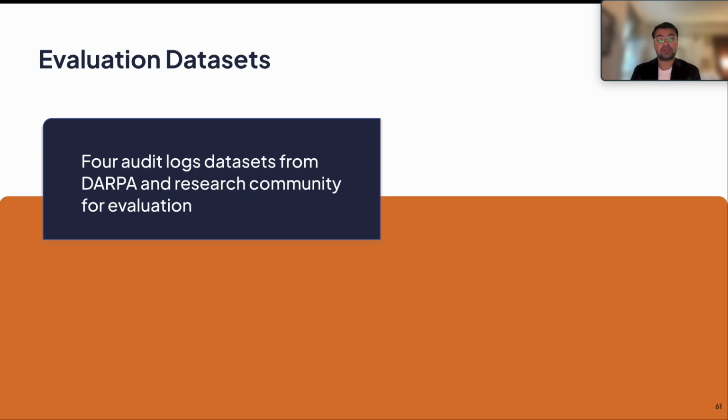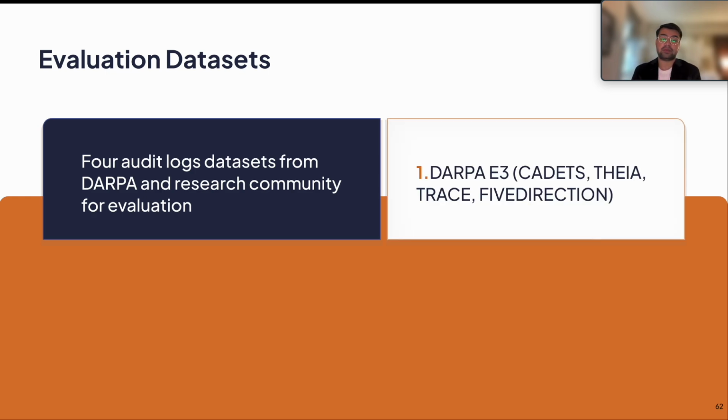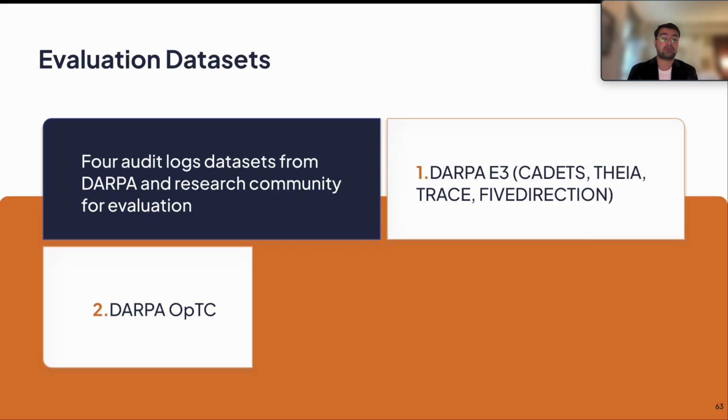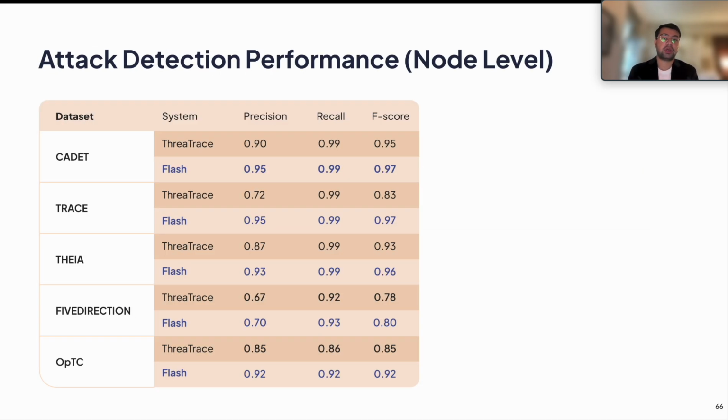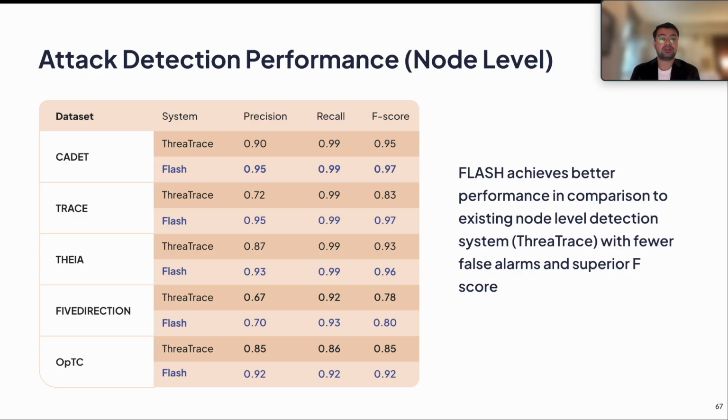For evaluating our system, we used 4 audit log datasets from DARPA and the research community, namely DARPA E3, DARPA OPTC, StreamSpot, and Unicorn. We evaluated the attack detection performance of our system and compared it to the existing node level system called ThreatTrace. And Flash achieved better performance in comparison to ThreatTrace, achieving higher precision, lower false alarms, and better F-score.